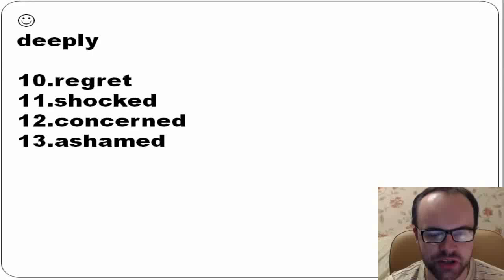And the next collocations are with the word deeply. Deeply regret, so we can say I bitterly regret or I deeply regret. So you can write the same. When did you deeply regret doing something last time? Shocked. When were you deeply shocked last time? Deeply means greatly. Deeply concerned. If you're deeply concerned about something, it means that you're really worried about that.